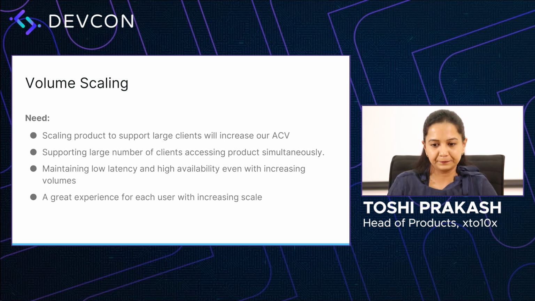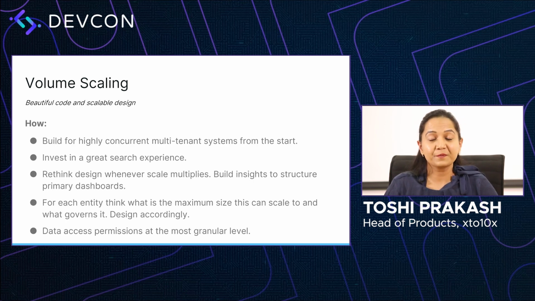And we're going to go a little bit deeper into understanding this aspect. This is the next slide. First principle for volume scaling is write beautiful code and a scalable design. Nothing can beat a beautifully written, concurrent, multi-tenant system. That is the basic of it all. If that needs work, please invest that effort as early as possible. The smaller the code base, the easier you will be able to do this.